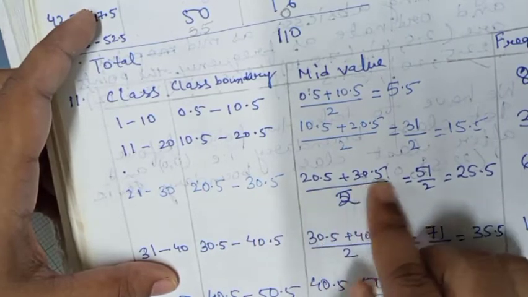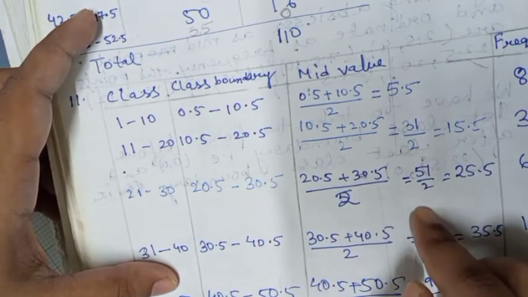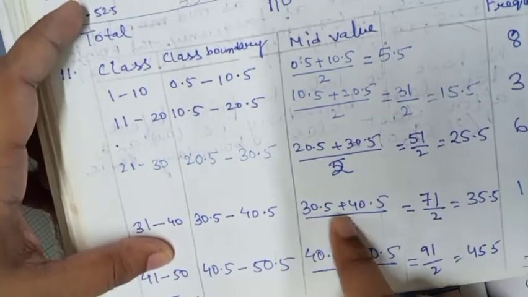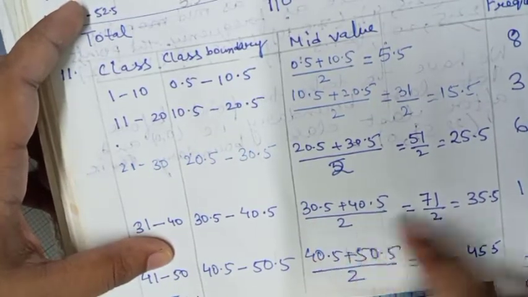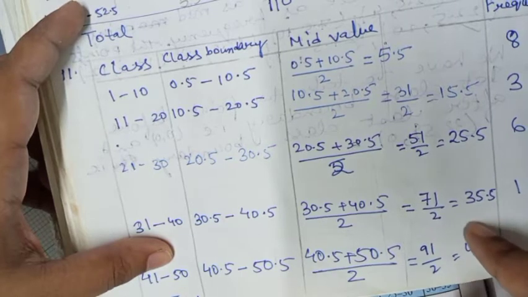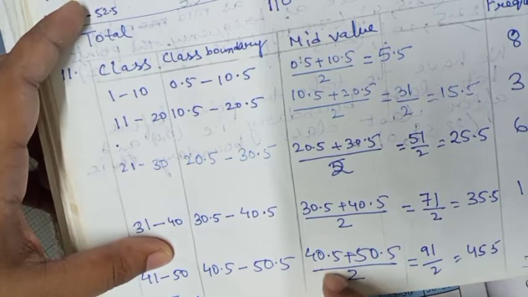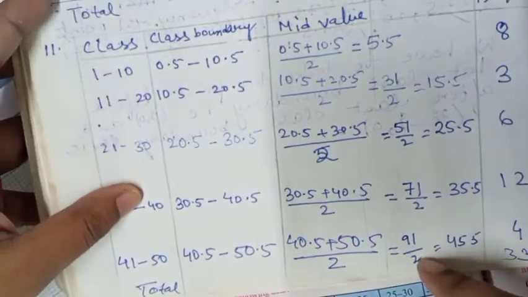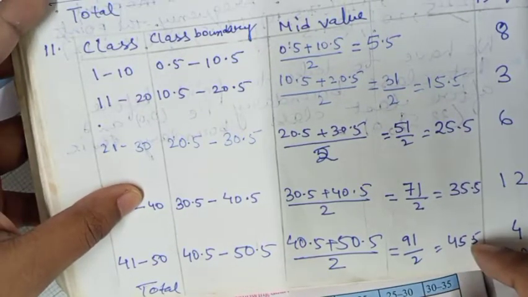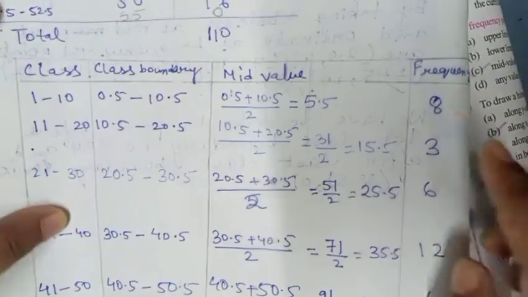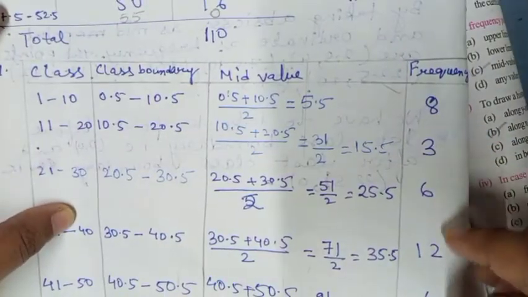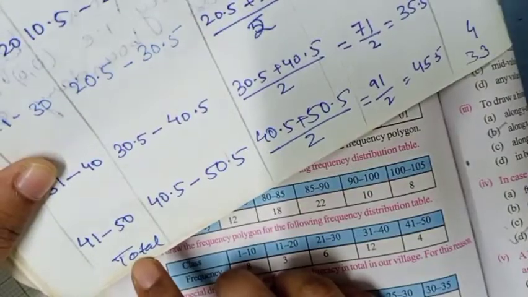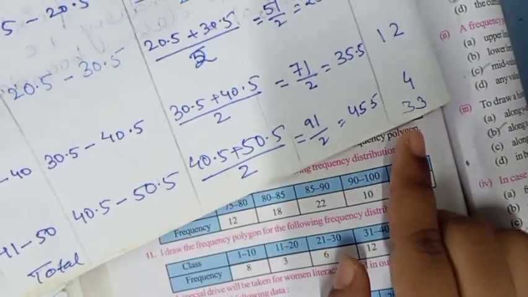20.5 plus 30.5 divided by 2 is 51 by 2, which is 25.5. 30.5 plus 40.5 is 71 by 2, which gives 35.5. 40.5 plus 50.5 divided by 2 is 91 by 2, which gives 45.5. Okay, now the frequencies are 8, 3, 6, 12, 4, and the total equals 33.